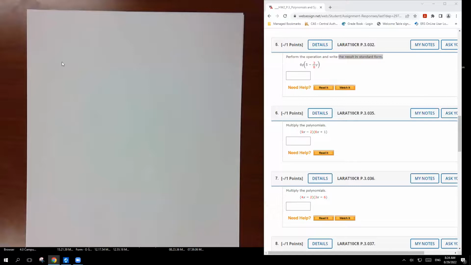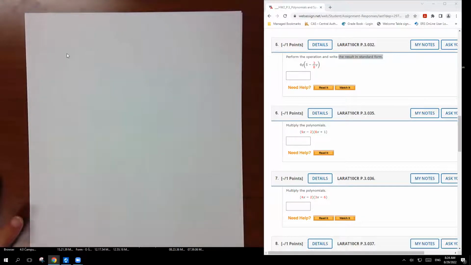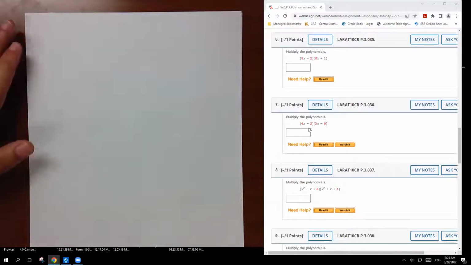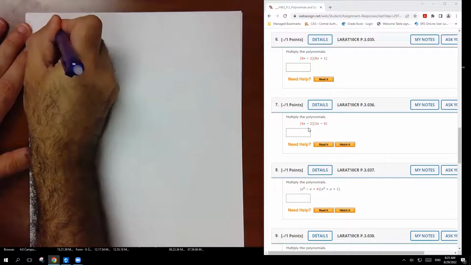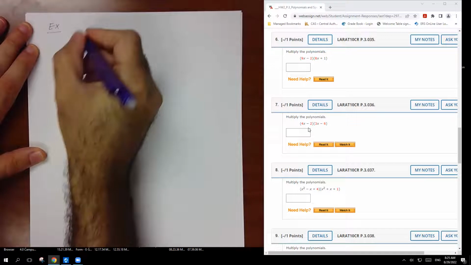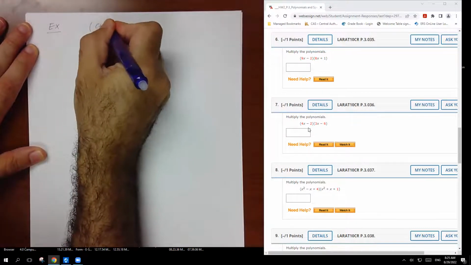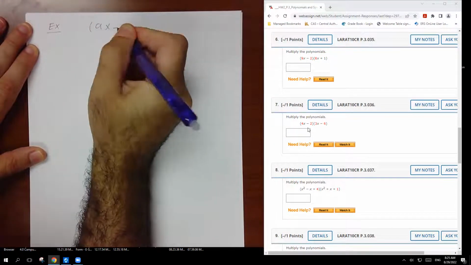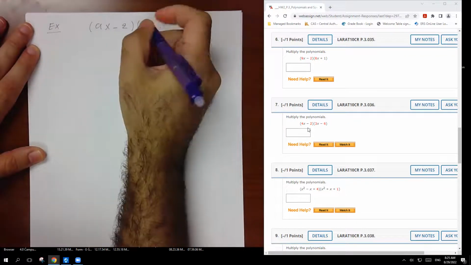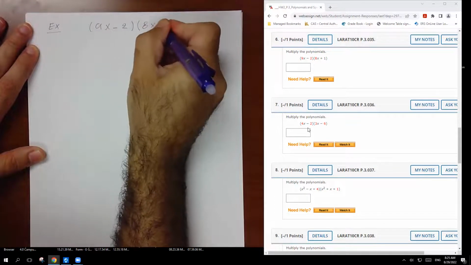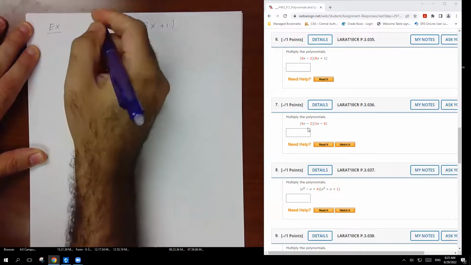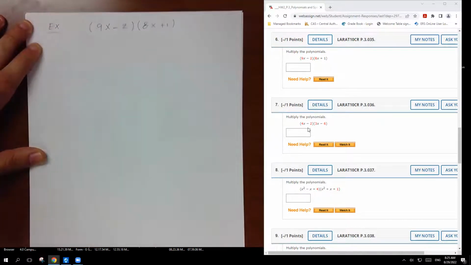Let's keep going. Here's the next example, example 6. How are we going to multiply two binomials? If you have (9x minus 2) and the next one is 8x plus 1. Let's try how to multiply these two binomials. Exactly the same thing.